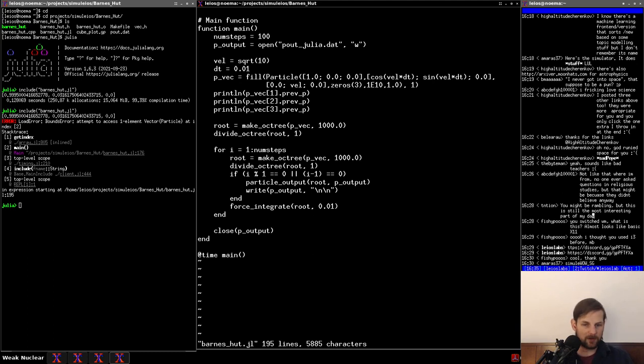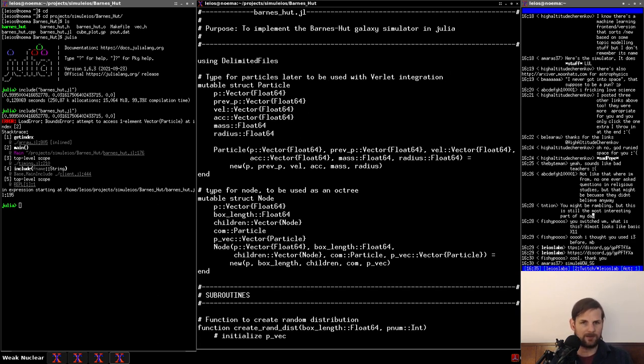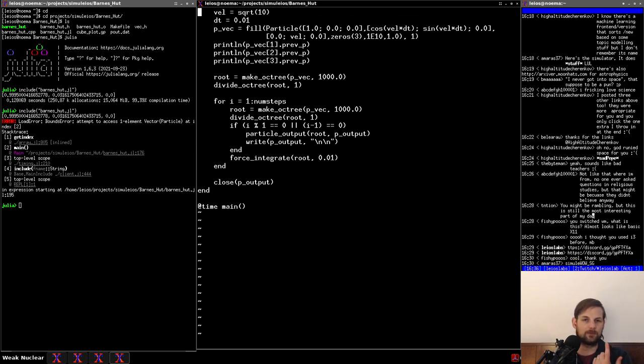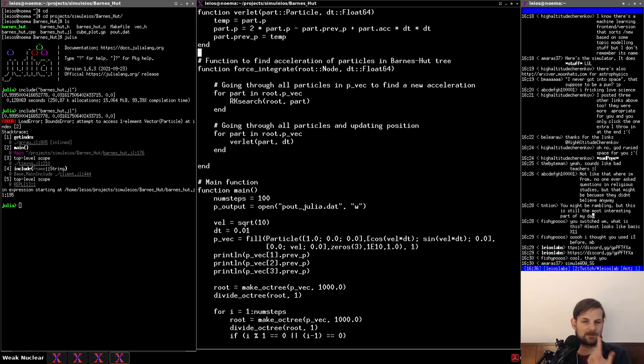What are we doing? So we have particle here. It's a vector of particles, right? So it must be... Oh, this is dot previous p? Oh gosh, how does this work? Let me take a look at the struct particle here. So it's vector p, which is a vector of float 64, previous position. Oh, I see what's happening here. We created a single particle in the simulation. So that's what's happening. Okay, I understand now.